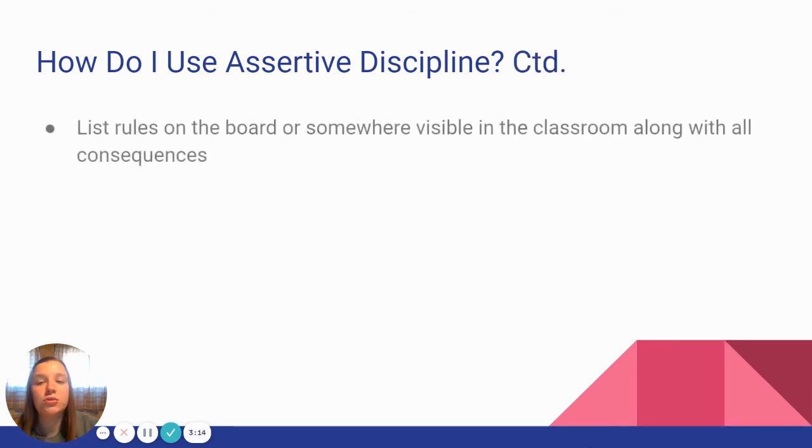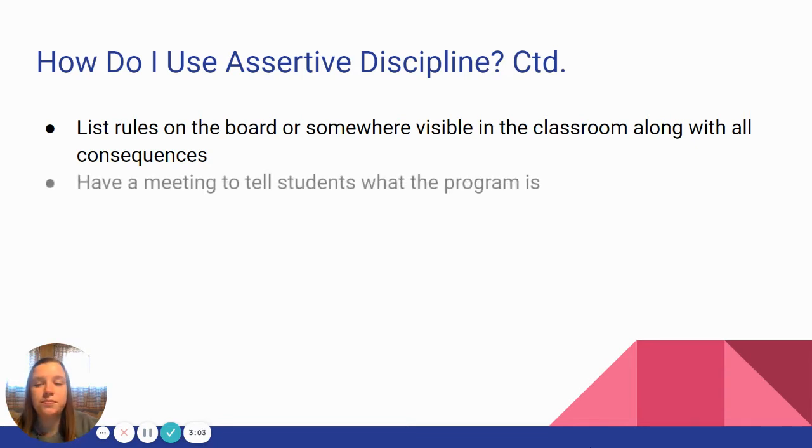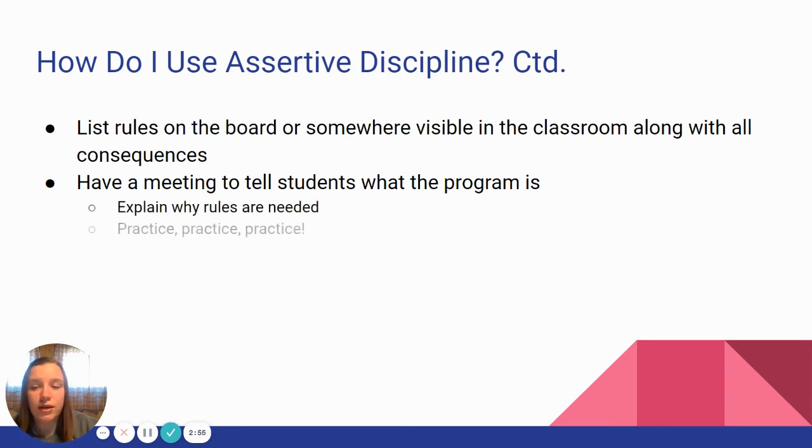Continuing on how to use assertive discipline. Next, you will list the rules on the board or somewhere visible in the classroom along with all of the positive and negative consequences. You will have a meeting to tell the students what the program is so that they're completely aware of it. You explain why the rules are needed. You practice, practice, practice. We can't just assume that the students know exactly what we're talking about. You want to have them practice with examples and non-examples.